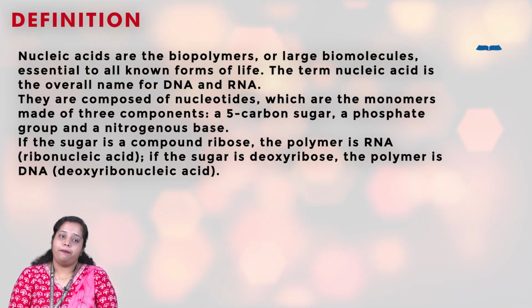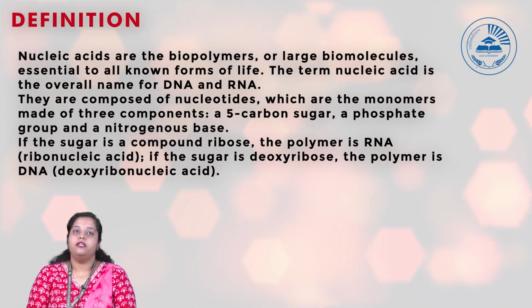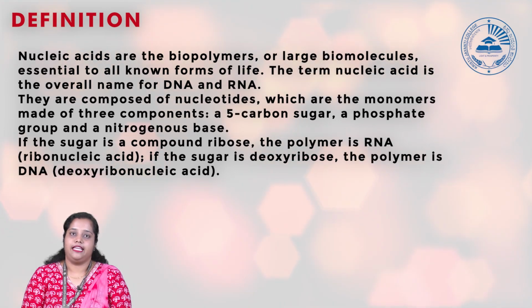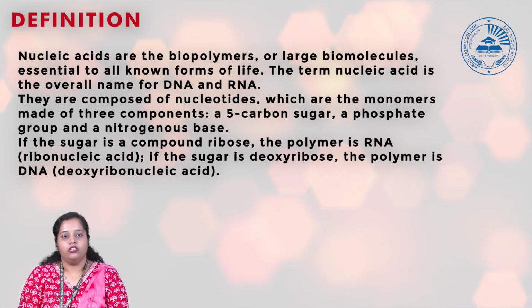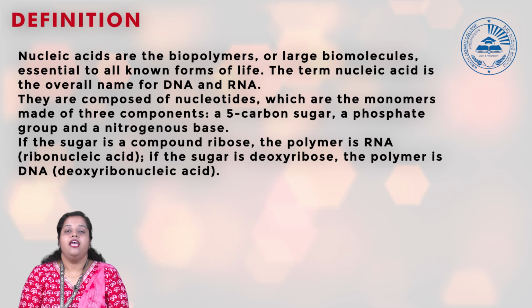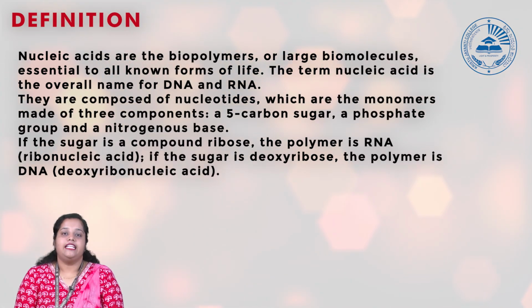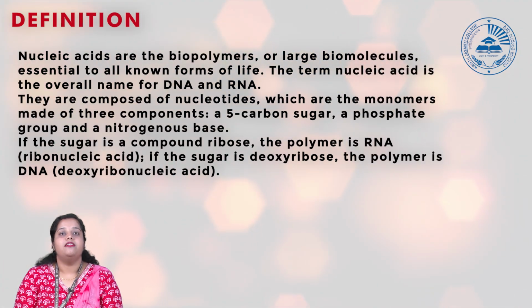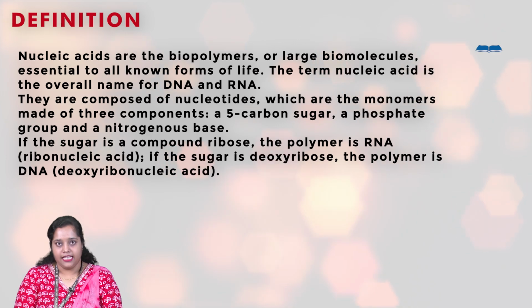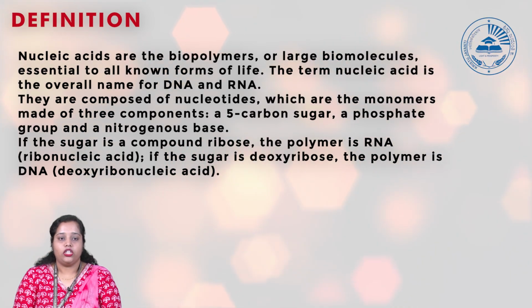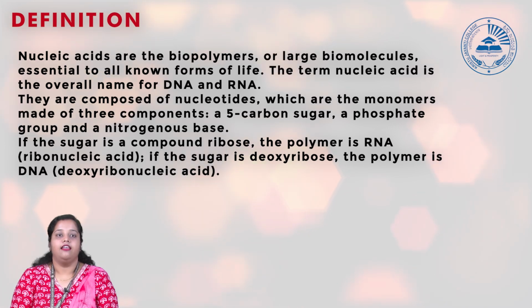They are comprised of nucleotides, which are monomers of three components basically: a 5-carbon sugar, a phosphate group and a nitrogenous base. Now if the sugar is ribose, we term the polymer as RNA or ribonucleic acid, whereas if the sugar is deoxyribose, the polymer is termed as DNA or deoxyribonucleic acid.